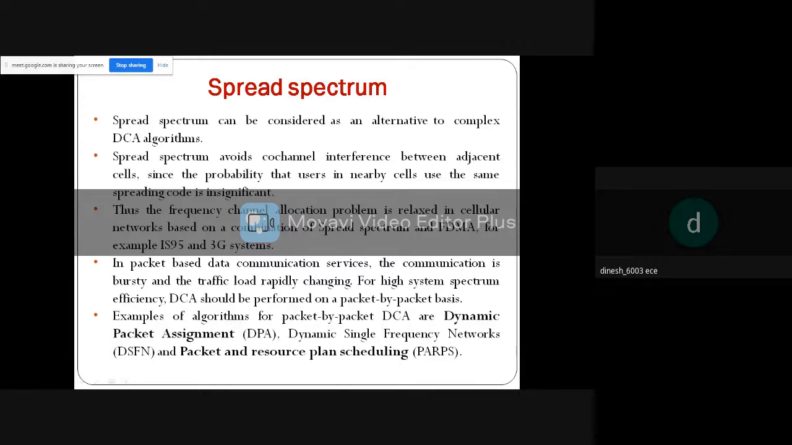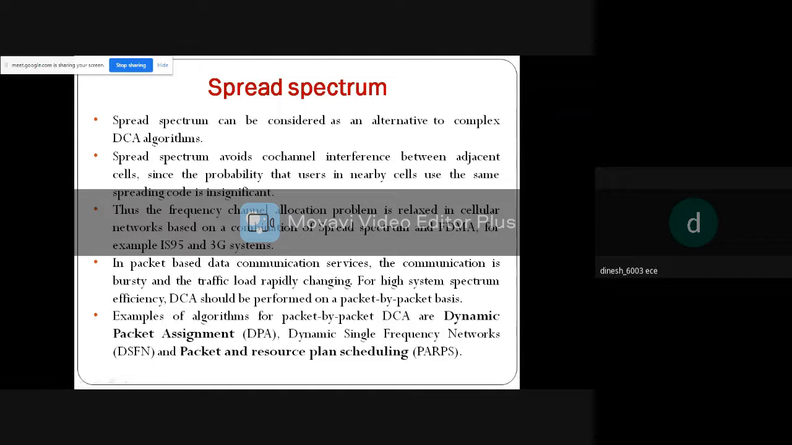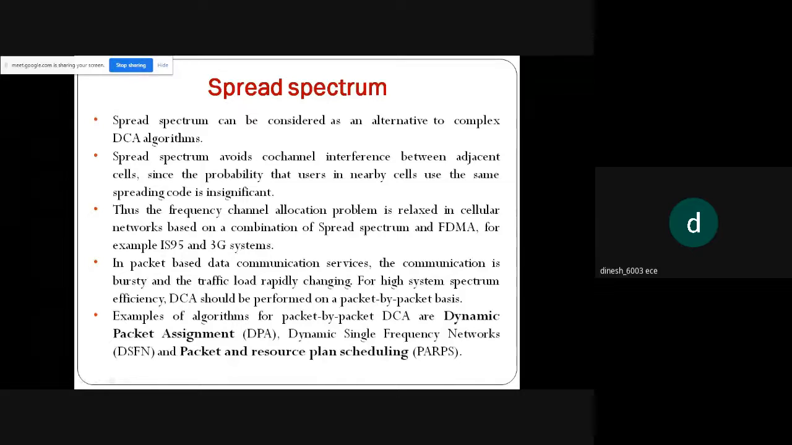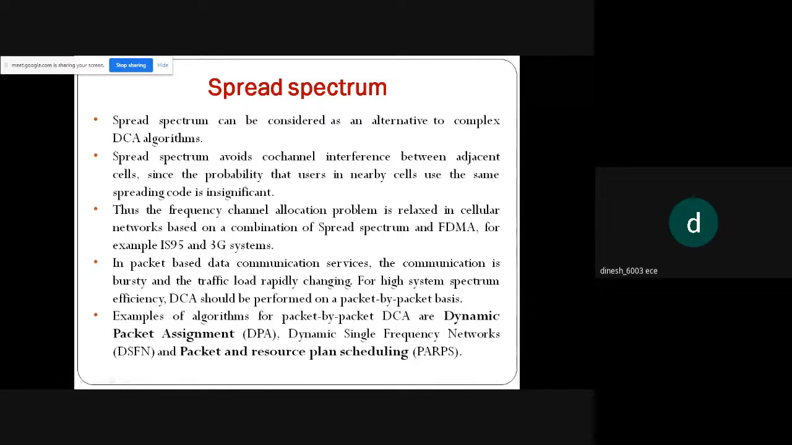In packet-based data communication services, the communication is always bursty in nature, where the traffic load rapidly changes. So in order to have a high system spectrum efficiency, the dynamic channel allocation should be performed on a packet-by-packet basis. This is why the packet-by-packet channel allocation of dynamic type is called dynamic packet assignment, DPA, which is being done on dynamic single frequency networks, DSFN, and PARPS, packet and resource plan scheduling, which you had studied in your mobile communication in your last semester.